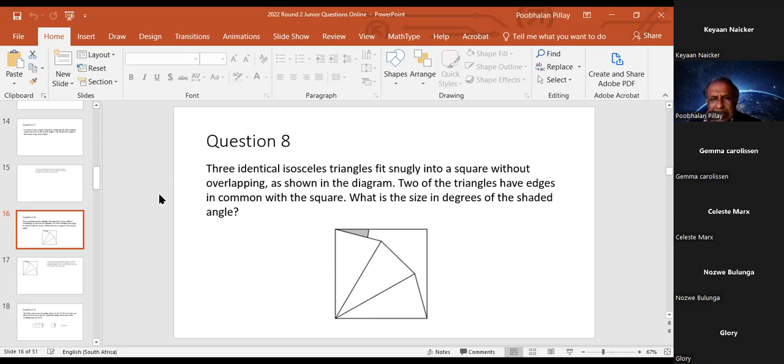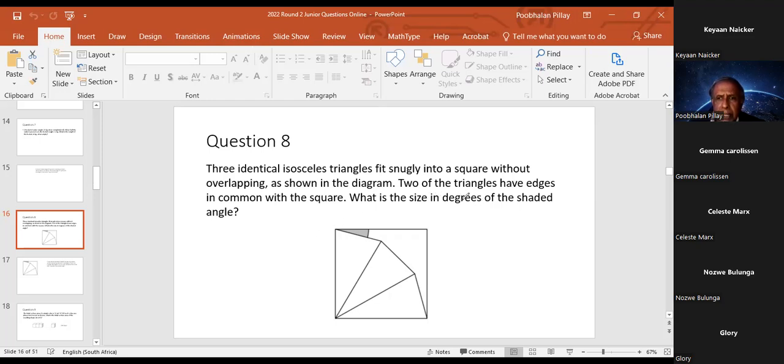The next problem says 3 identical isosceles triangles. Identical. They're exactly the same. Another word for identical is congruent. In mathematics, the word congruent is used to represent the word identical. So anyway, these 3 identical triangles fit snugly into a square. So you can see, these are all just clones of each other, identical.